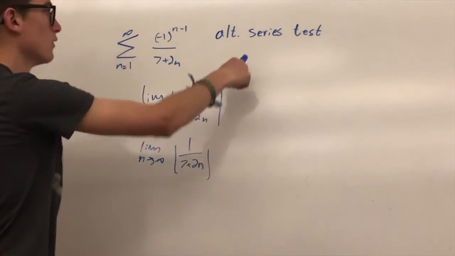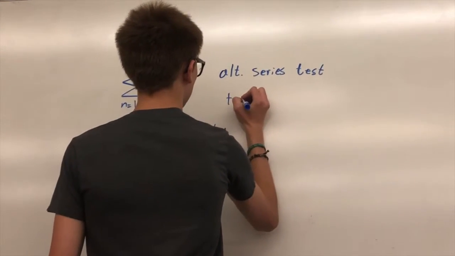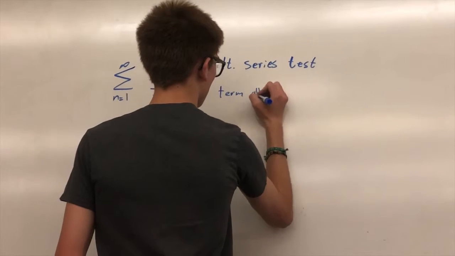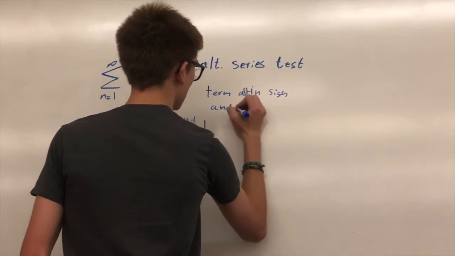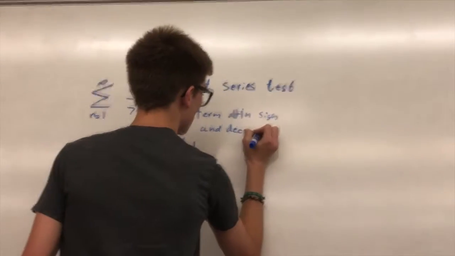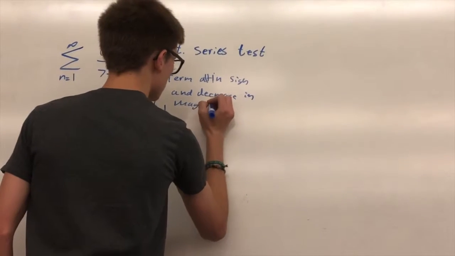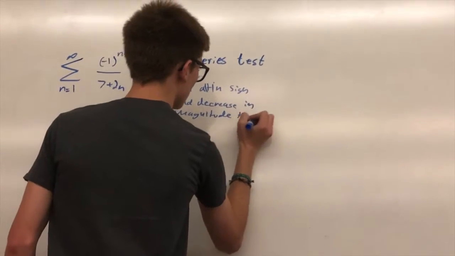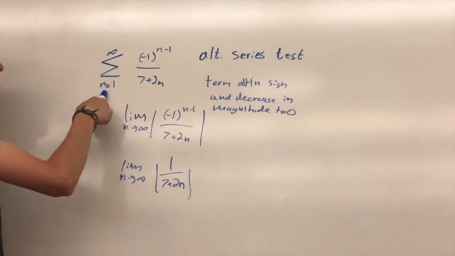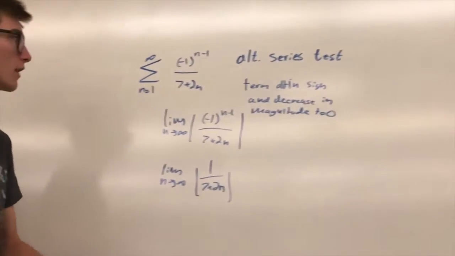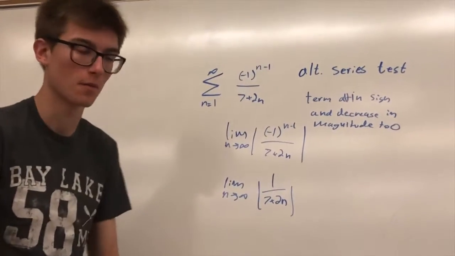And basically, in order to use this alternating series test, you gotta write a little statement that says terms alternate in sign and decrease in magnitude to 0. That's basically saying that as this n increases, it's going to keep alternating in sign, and it's going to get smaller and smaller and smaller, approaching 0.